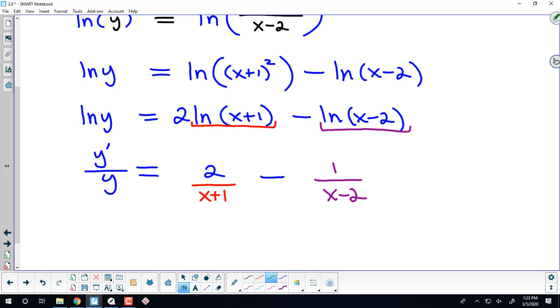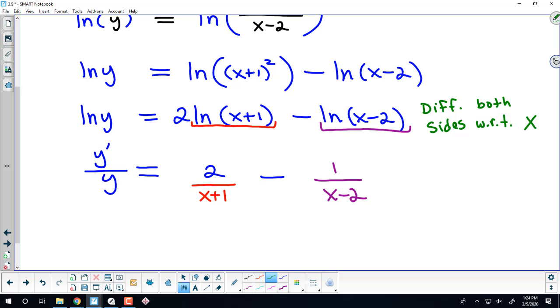So maybe we'll just put a note here. From here, we differentiate, take the derivative, both sides, with respect to x. Again, this works because y is a function of x. What function of x is it? The function we started off with, the (x plus 1) squared over x minus 2. Okay, are there any questions on where we're at?